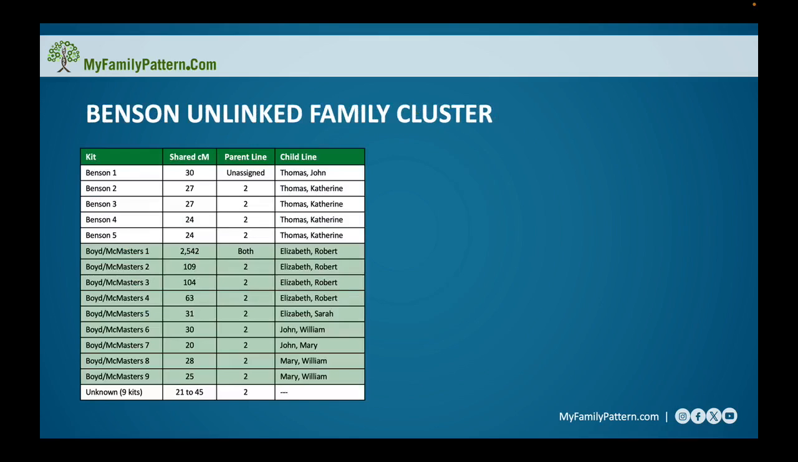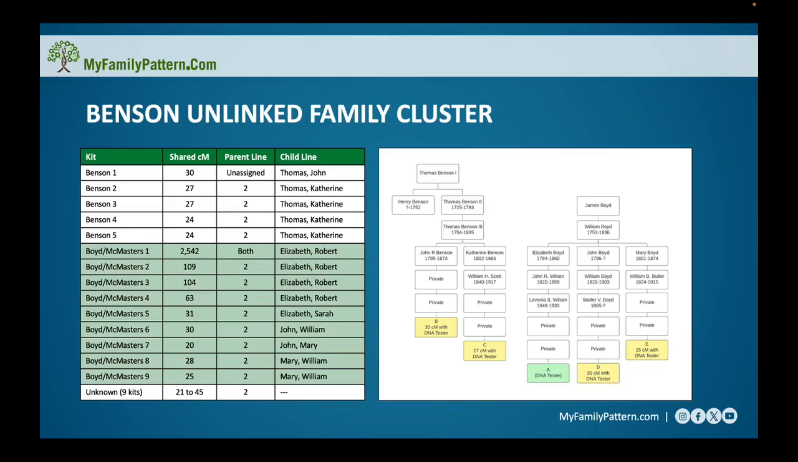What I did find is what we call an unlinked family cluster, which is a group of DNA matches that descend from these Bensons that also appear to be related to my Boyd ancestry. So I found 23 matches that were part of this shared matches network, this genetic network. And you can kind of see it in this picture here, that of these 23 matches, 5 matches were related to these Bensons.